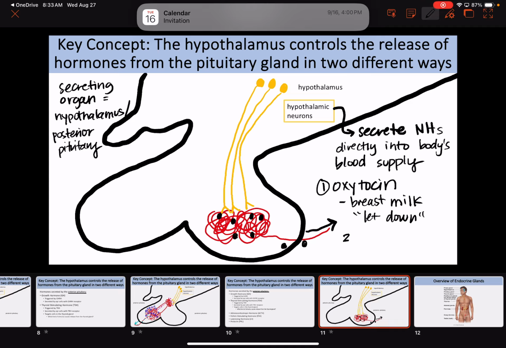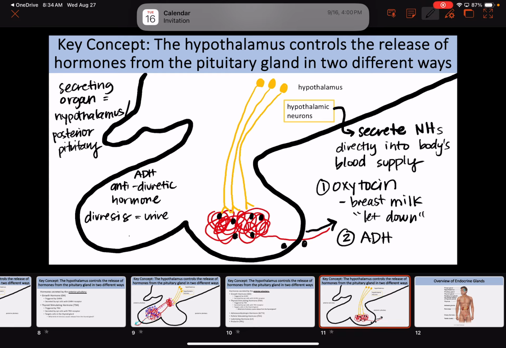And then the other neurohormone released here is ADH, anti-diuretic hormone. So just a quick bit, because we're going to talk about this more later, just so you know what ADH is for in general. ADH, and I'll write it over here so I have more room. ADH stands for anti-diuretic hormone. The word diuresis, which we'll talk about much later, is urine formation.